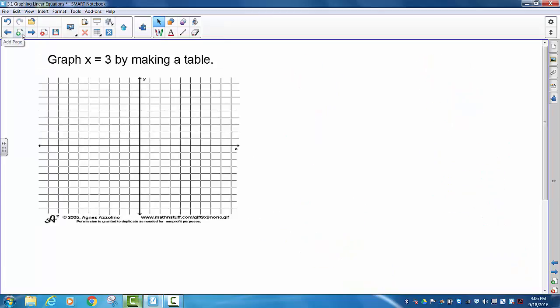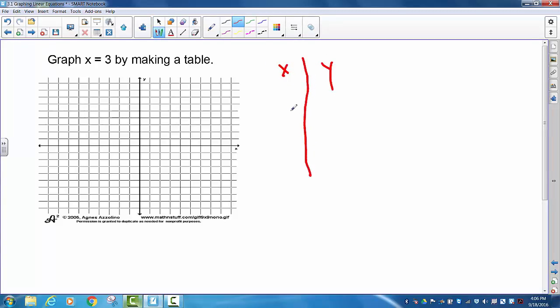Now we've got graph x equals 3 by making a table. So let's try this. We've got our x, we've got y. Let's make our table here. It says that x is 3. Always x is 3. It doesn't matter what y is, x is 3. So if y is 0, x is 3. If y is 1, x is 3. If y is 2, it doesn't matter. It just says x is 3.